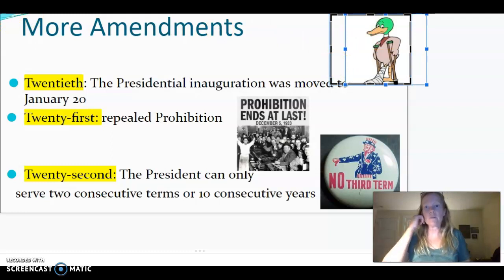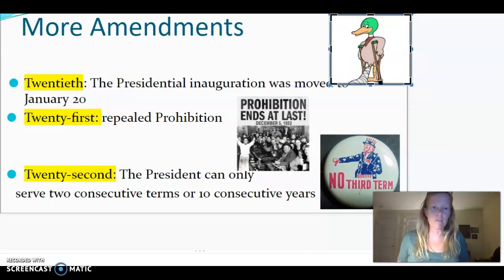The 21st Amendment, this is where finally, after 13 years, America says, enough, let's all have a drink. So in 1933, partially spurred by the Great Depression and the need to collect taxes on alcohol, prohibition ends. And today, when you turn 21, you can legally drink. So that's a weird coincidence, but it's an easy way to remember the 21st Amendment repealed prohibition.